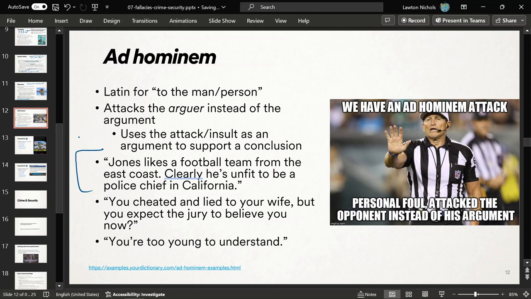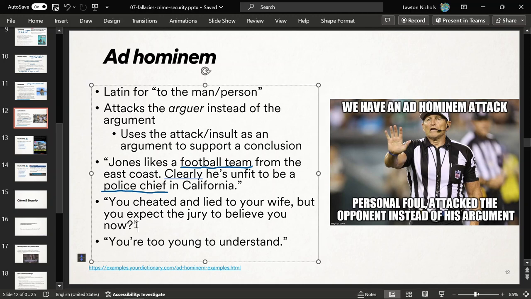Here are some examples I stole from the internet. "Jones likes a football team from the East Coast, so clearly he's unfit to be a police chief in California," right? So they're attacking the person, like, okay, he has these tastes that are not good, they're not Californian tastes, and so they must influence his ability to be a police chief or whatever. There's no link between those, right? That is ad hominem. You're attacking the person, not actually trying to argue why he might be a bad police chief. Okay? Has nothing to do with it.